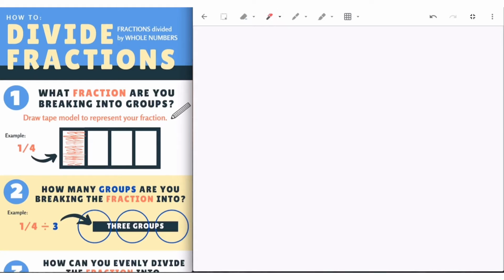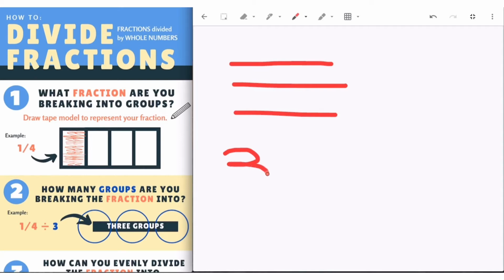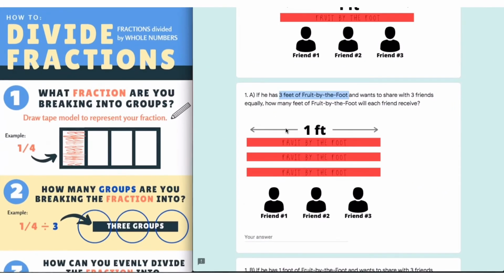So I have, that's a little thin, I have 1, 2, 3 fruit by the foot. I'm also going to start by writing a division problem to help me answer this problem. First I'm going to write the number I'm breaking into groups. So that's this 3. Okay, now I'm going back to the problem.